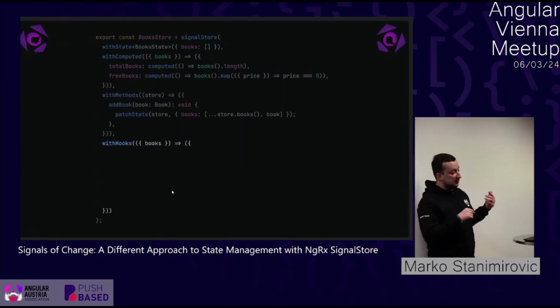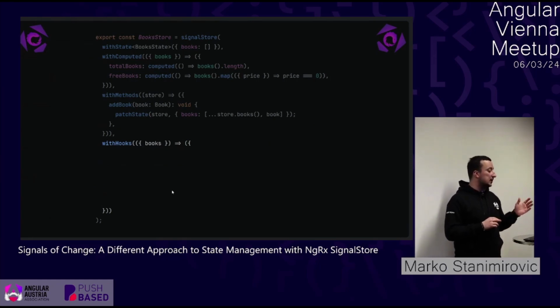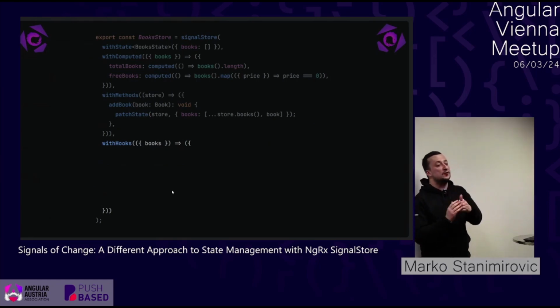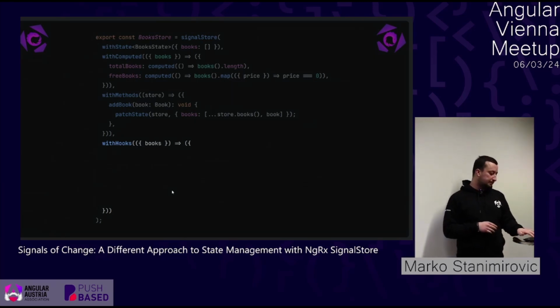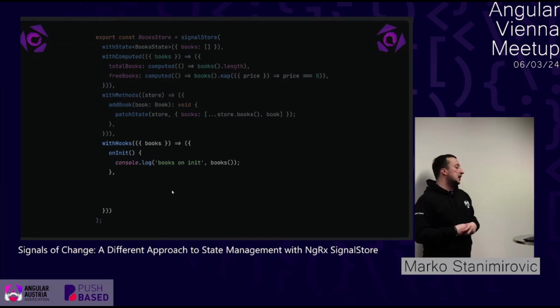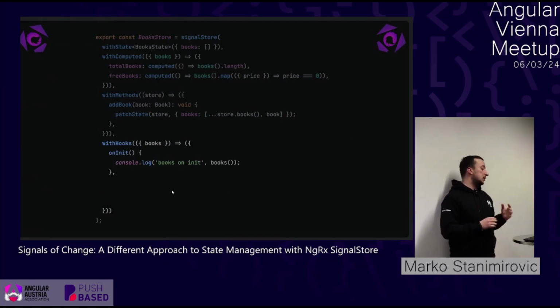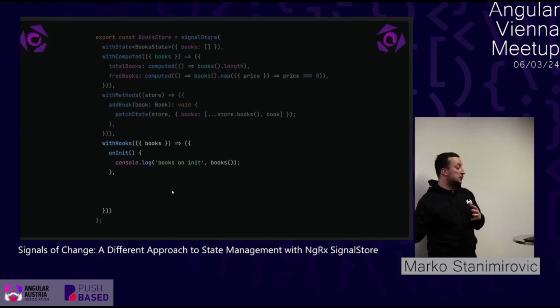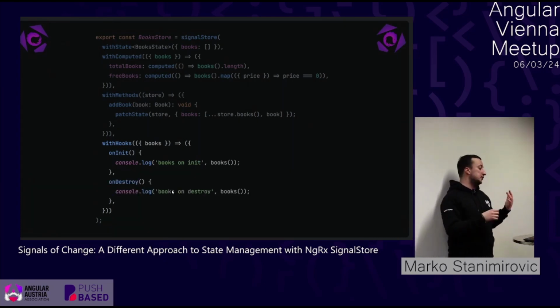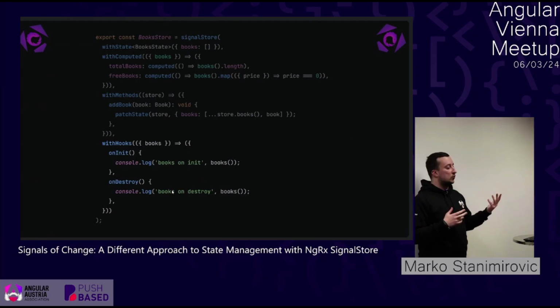This is one of the signatures that is similar to with methods and with computed. So it accepts a factory function, and input of this factory will be all previously generated state signals, computed signals that we created, and methods that we also defined. And then as a result here, we can return what should be executed when our SignalStore is initialized, what should be executed when it is destroyed, or of course both methods are optional. So if we need some specific logic only on init, of course we need to return only the onInit method.